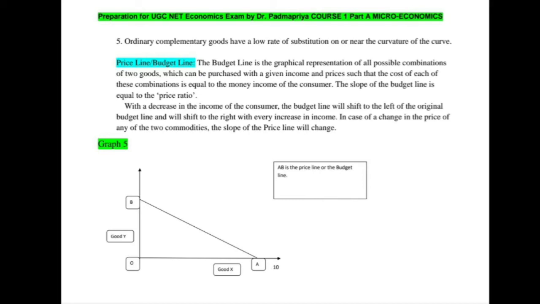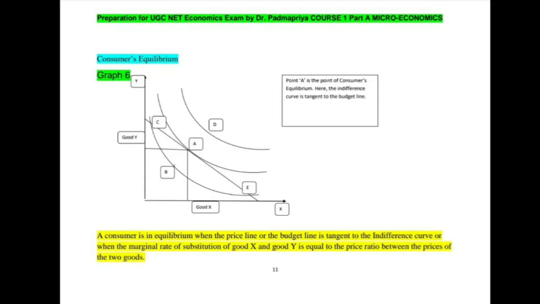So where does the consumer reach his equilibrium? The consumer reaches his equilibrium at point A, which is known as consumer's equilibrium, when the indifference curve is tangent to the budget line. Here in graph number 6, we notice that A is the optimal point for the consumer where he attains equilibrium. D, C, E and other points are not points of consumer's equilibrium because they are either above the budget or below the budget.